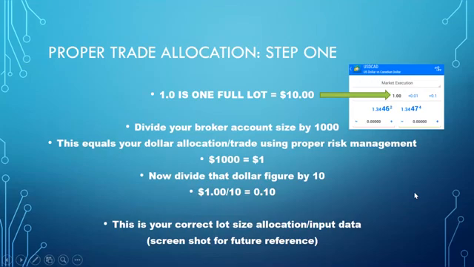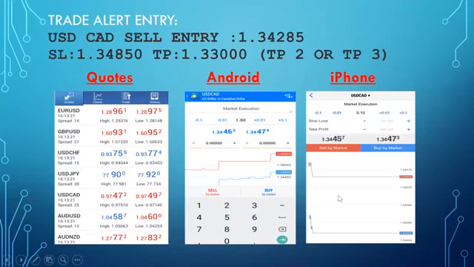Now, I invite anybody to take a screenshot of this so that you remember this going forward. And of course, you can keep watching this replay as you need to. So this is your proper allocation in a decimal when you go to enter a trade.